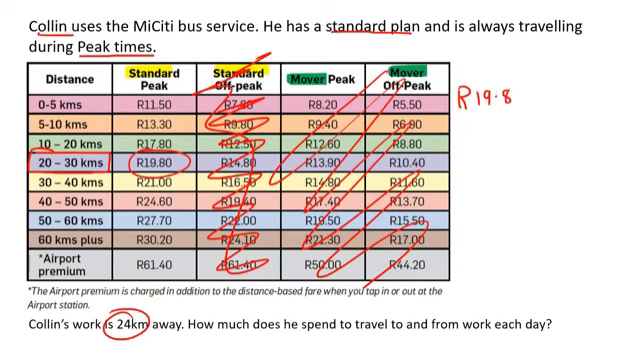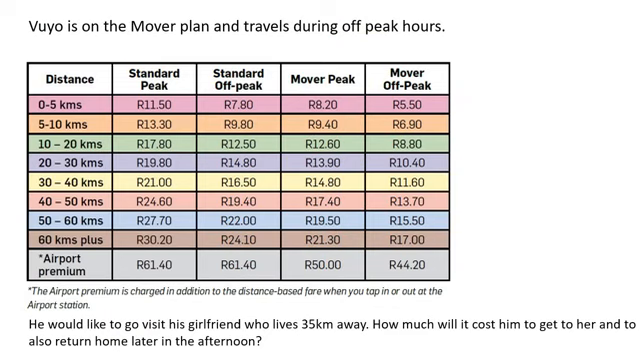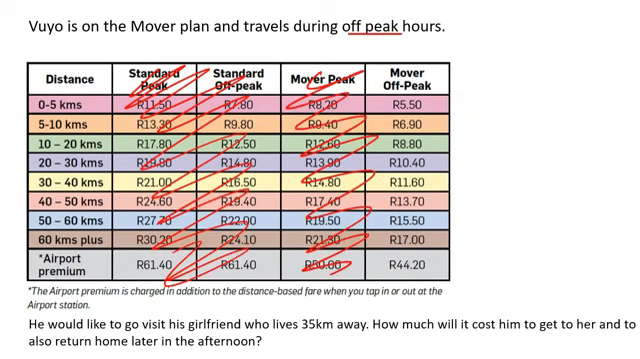But that is to go from home to work, and then he has to come home again in the evening, and so you would multiply that by 2 because he's going to do that twice. And so he's going to spend 39 Rand 60 per day. Okay? So you must remember, he goes from home to work, then when he's finished work, he has to go home again. Okay, Vuyo is on the mover plan. So we're not going to use any of these ones. And he travels during off-peak. So we're going to use off-peak and the mover plan.